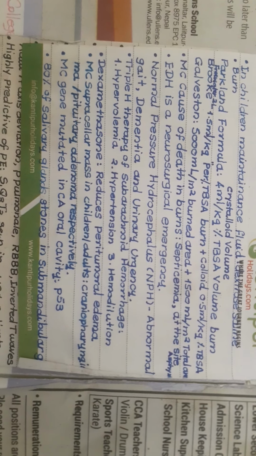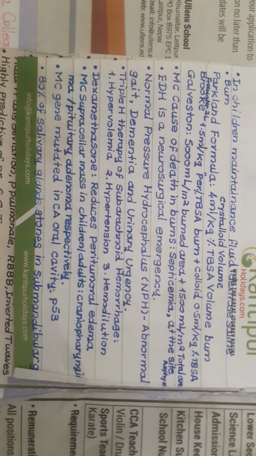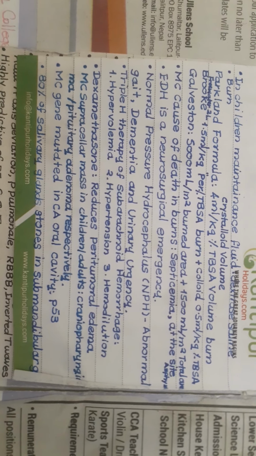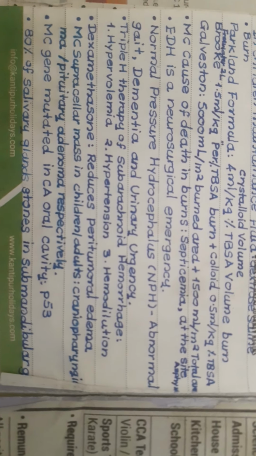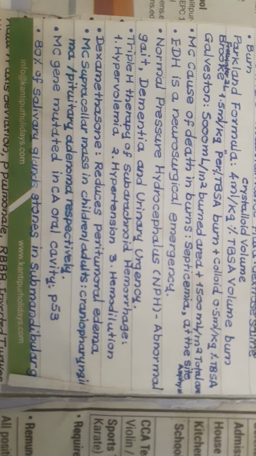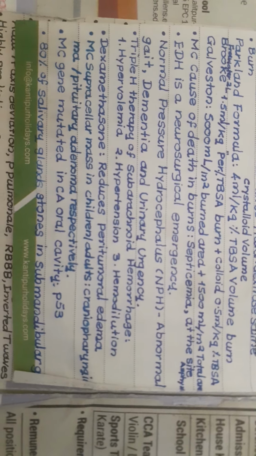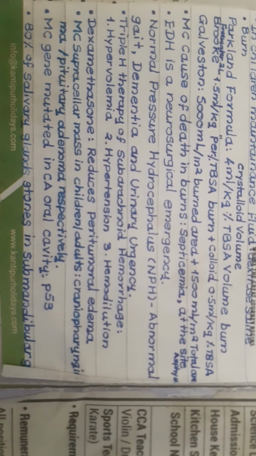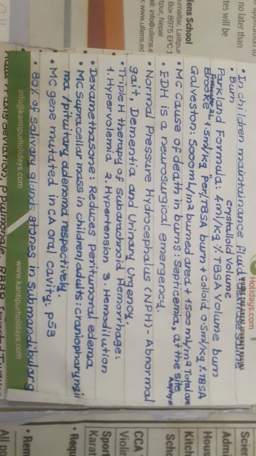Crystalloid volume: Brooke formula, 1.5 ml per kg per percent TBSA burn, plus colloid 0.5 ml per kg per percent TBSA, and free water 2 liters. Galveston: 5000 ml per meter square burned area, 1500 ml per meter square total area. Most common cause of death in burns is septicemia, at the site of burn asphyxia.